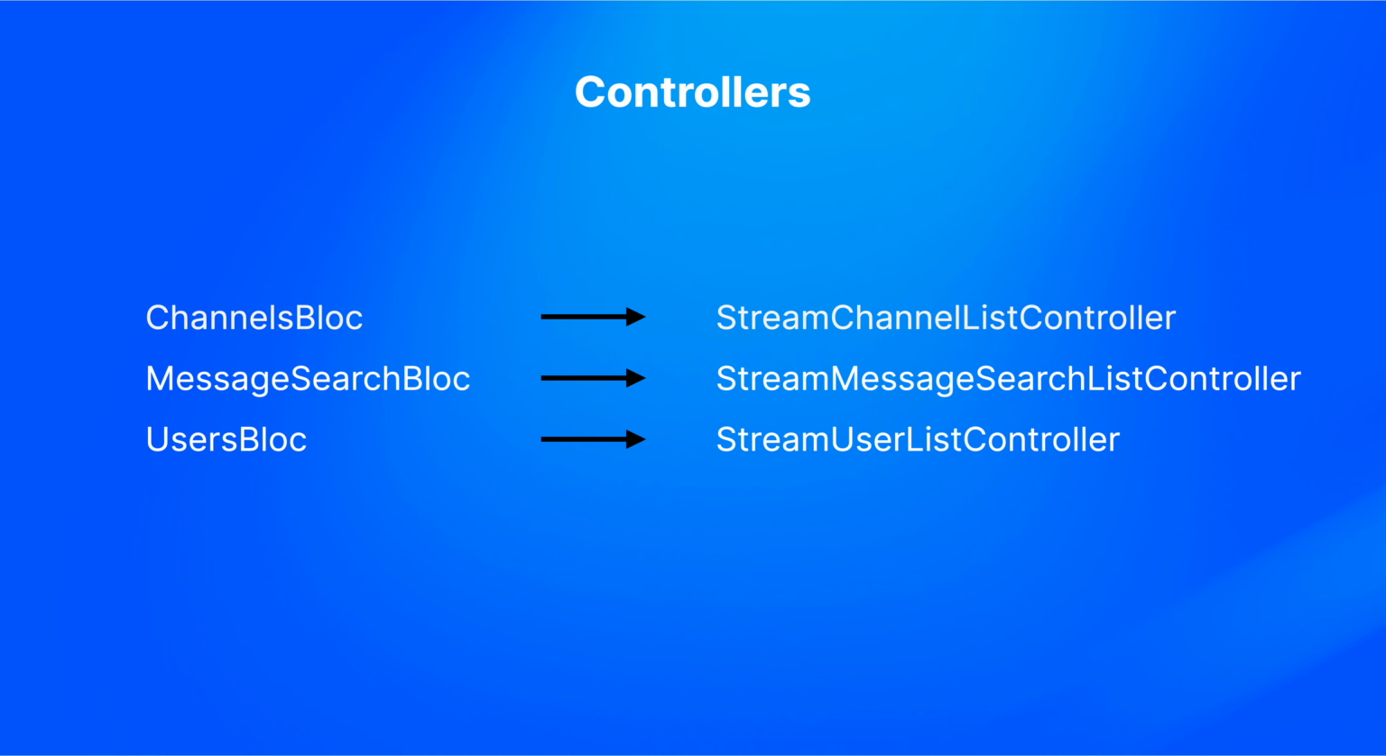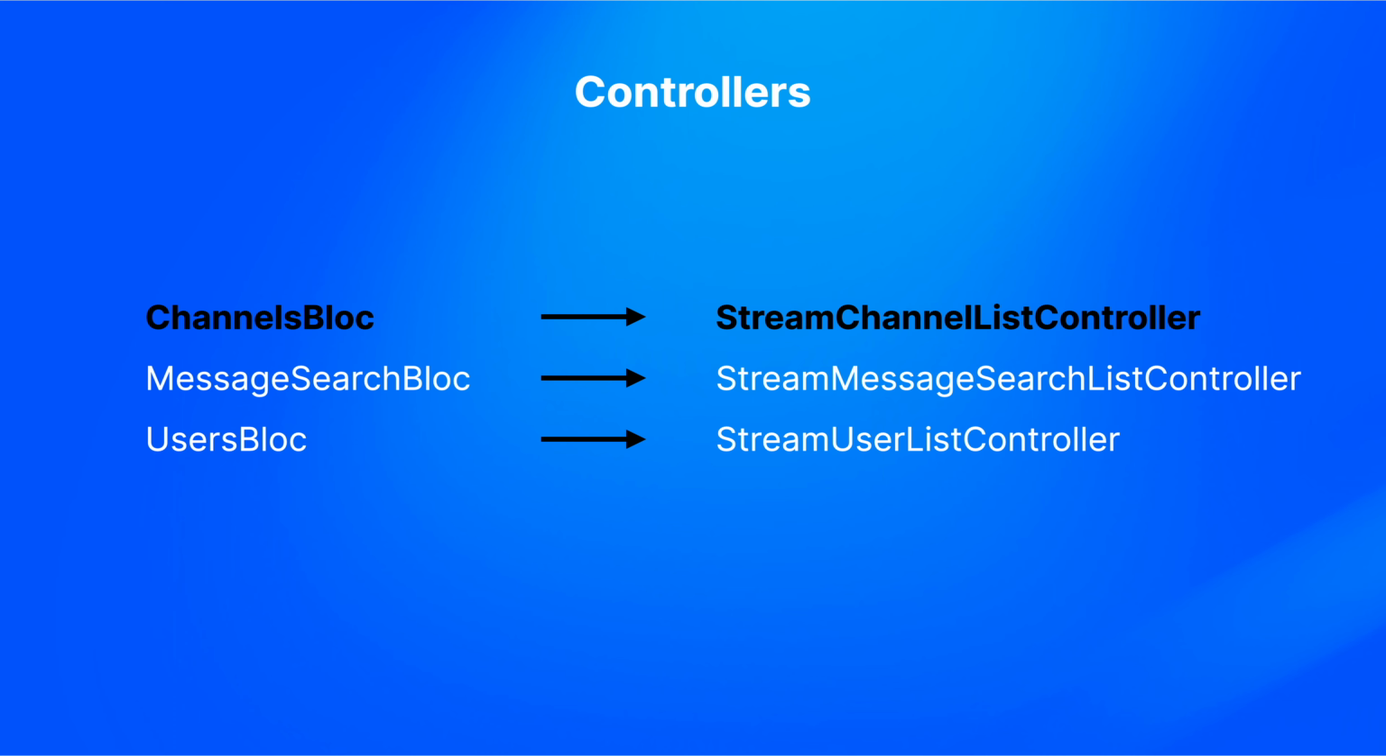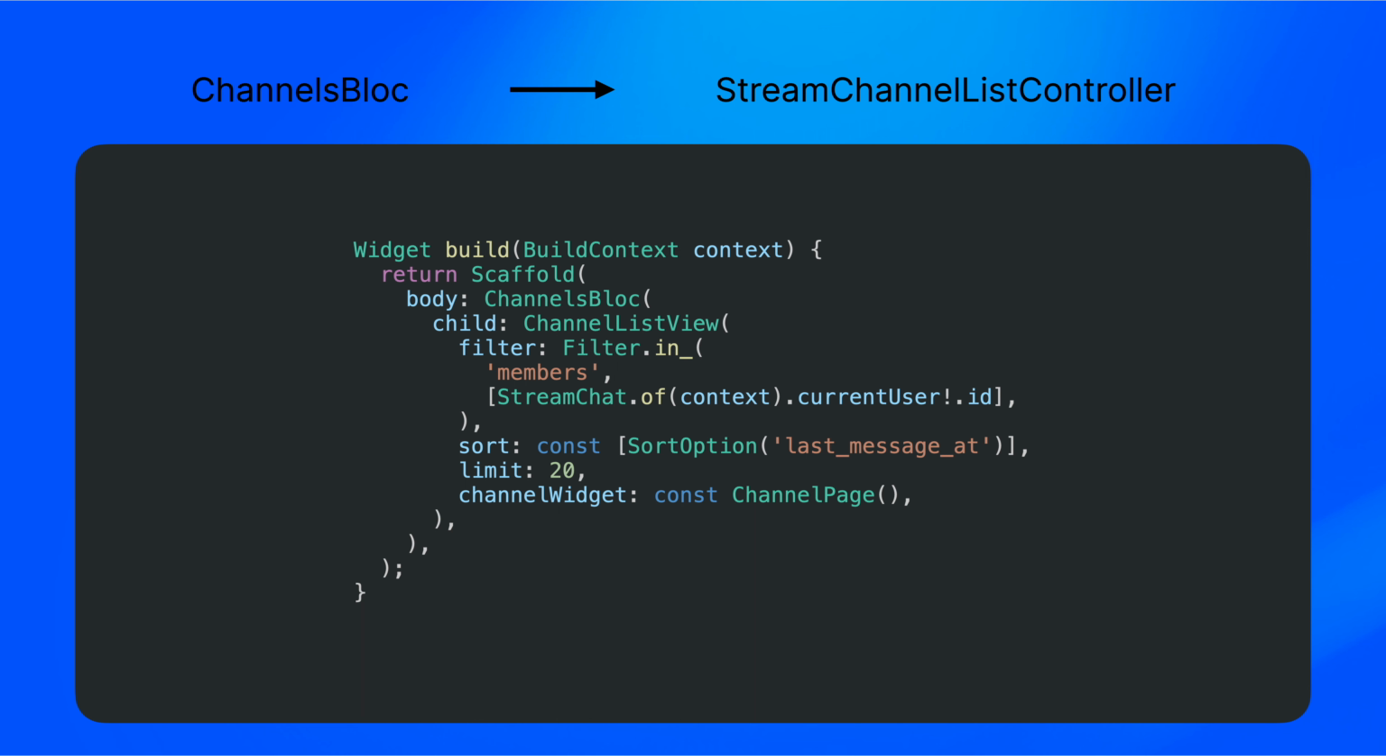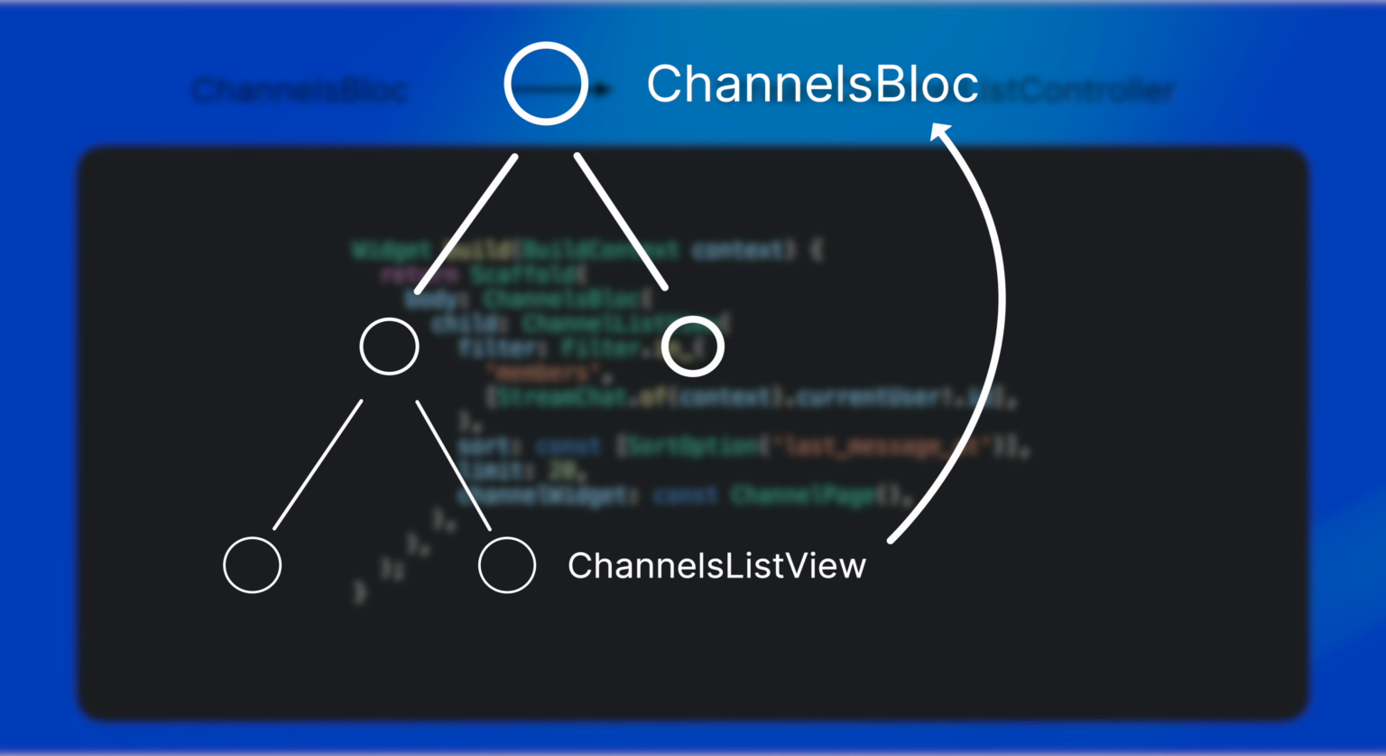For example, StreamChannelListController replaces the channels block widget. Let's take a look at some example code. Before version 4, creating a list of channels was done like this. Here, the channel list view widget is responsible for laying out the list of channels. This widget required you to have a channels block above it in your widget tree. This block managed the state and provided methods to interact with that state. The channel list view was able to interact with the channels block using inherited widgets.